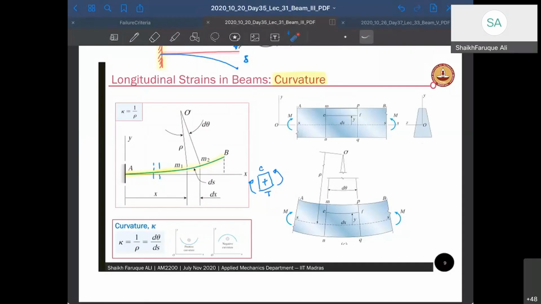If you put a normal line here, and a normal line here, they will join at a point called O, and let's say the radius is given by rho. So the radius of M1 M2 is given by rho. So 1 by rho is called your curvature, kappa. It's a universal symbol, so you can always use kappa, and it's not K, it's kappa, for your curvature. Now you can relate these two. You can write that dx is equal to rho d theta.